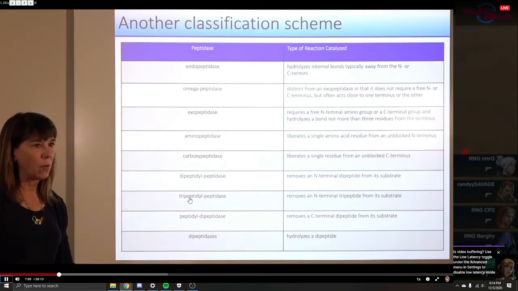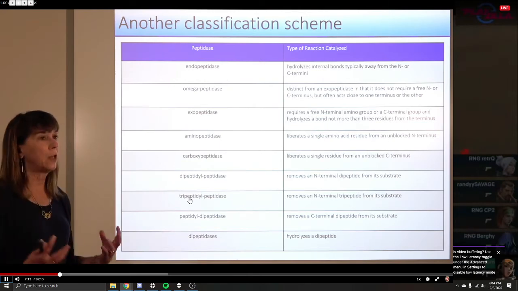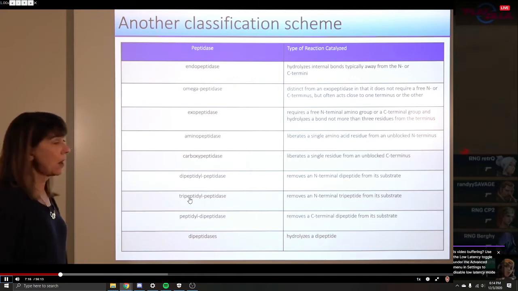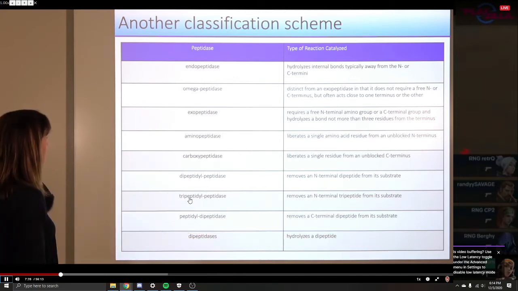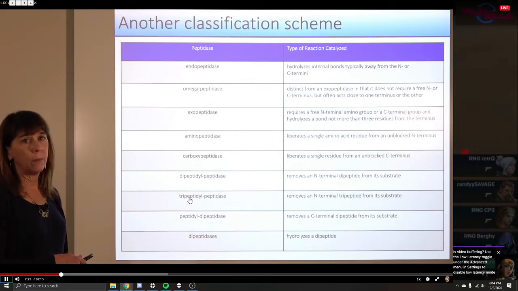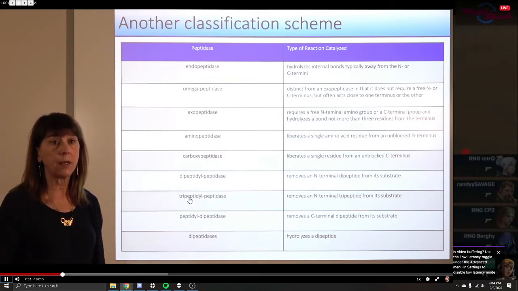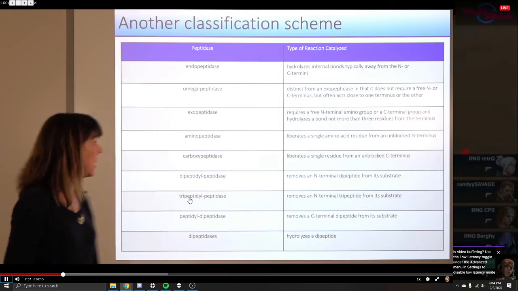You don't have to memorize all these, but you know, some of them are pretty easy to remember. So if you hear the term endopeptidase, well, it's hydrolyzing internal bonds away from the N or C terminus of the protein. Endopeptidase, that's pretty easy to remember. Omega peptidase, what's that one? Probably haven't heard about that in 507 or 501. It's distinct from an exopeptidase in that it does not require a free N or C terminus. So you can have a blocked N terminus or a blocked C terminus. And we've talked about those kind of modifications that occur.